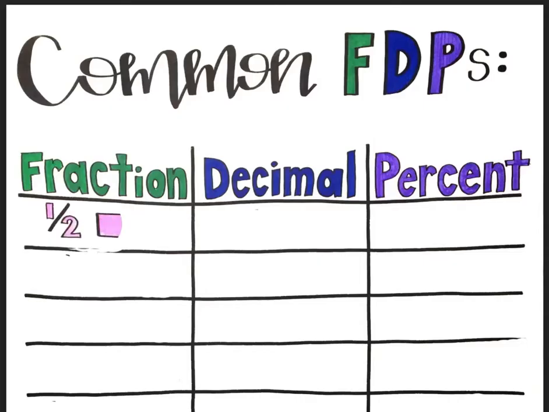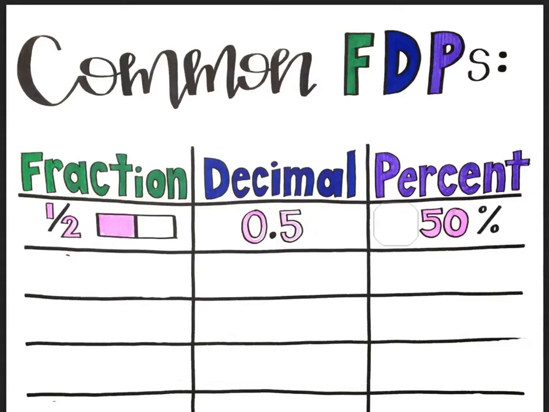And so 1/2 we can represent with a bar model, showing that in the bar we can split it into two equal sides, and one part of it is going to be shaded in. And so there's 1/2. The decimal equivalent of 1/2 is 0.5, and the percent then would be 50%.